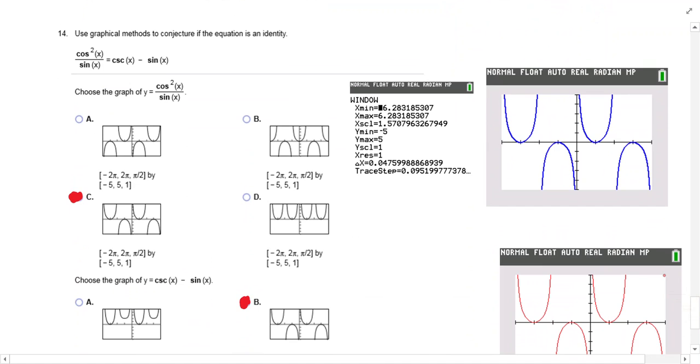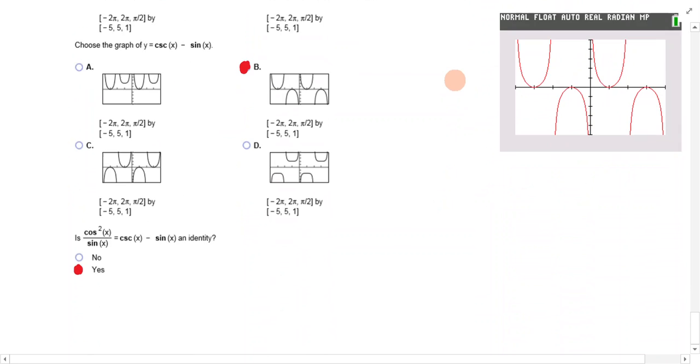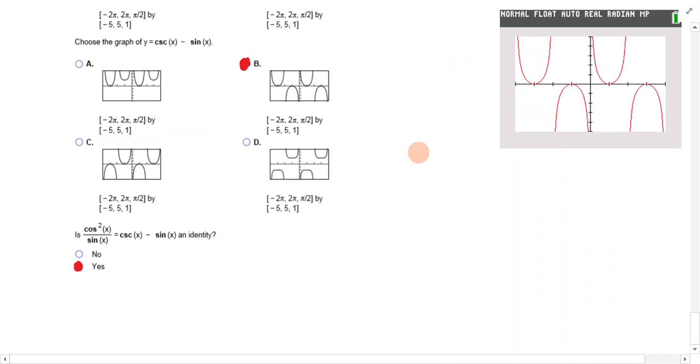Last one, use graphical methods to conjecture if the equation is an identity. So choose the graph of y equals cosine squared x over sine x. So I did that in the calculator, and I did that one in blue, and I came up with C. And then I did the graph of cosecant x minus sine x. I did that one in red, and I chose the correct graph. And it says, is this an identity?